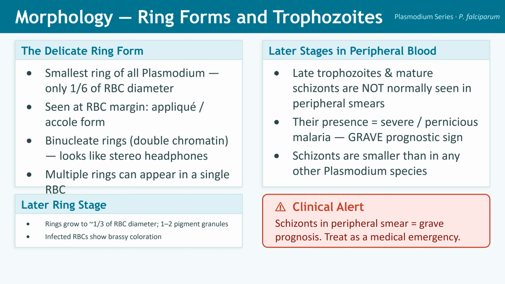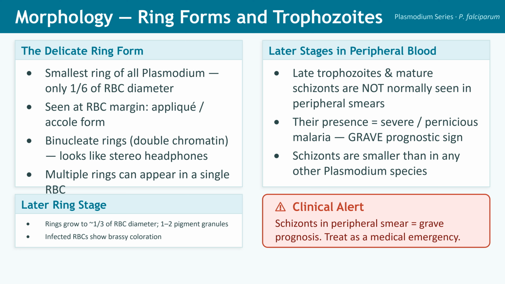The subsequent stages of the asexual cycle, the late trophozoite and the early and mature schizonts, are not ordinarily seen in the peripheral blood smear of Plasmodium falciparum, except in very severe or pernicious malaria. The presence of falciparum schizonts in the peripheral smear indicates a grave prognosis of the disease and needs prompt medical treatment.